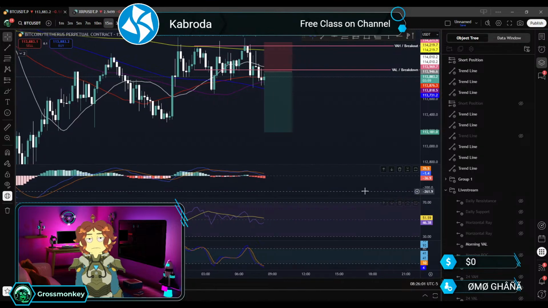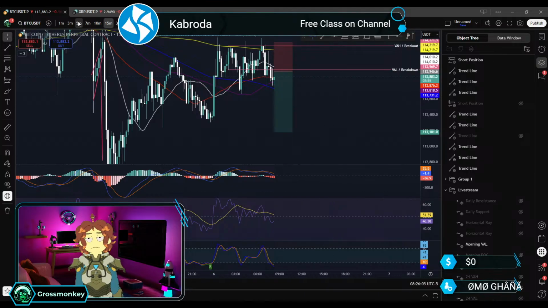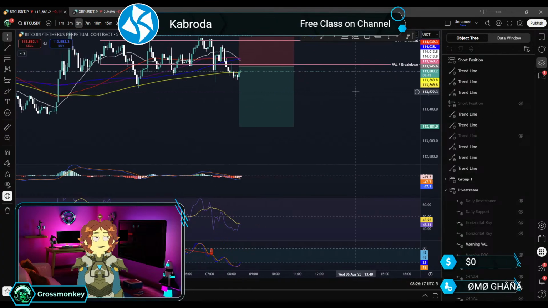But the 15 minute does look like we have a lot more room to the downside, and the 5 minute is looking honestly pretty similar. We could see a little pullback here and then a drop down even lower. That's what I'm thinking.